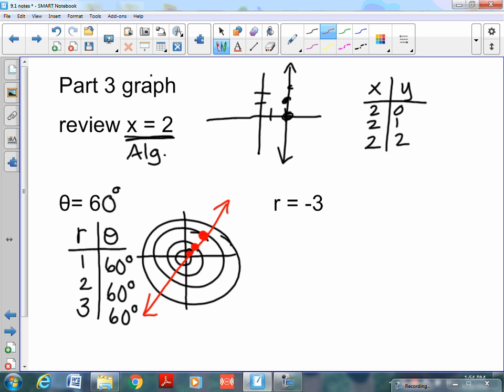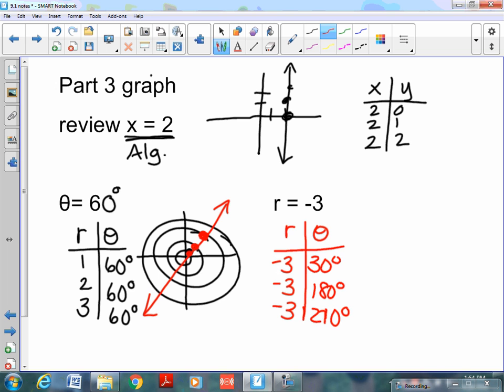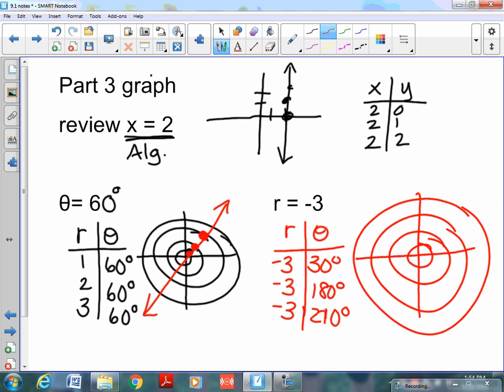What happens when r is a negative 3? R has to be a negative 3. Well, what can theta be? Anything you want. Let's make it 30. Let's make it 180. Let's make it 270. Whatever you want it to be. What happens when you just have r equals a negative 3? That's good enough. I'll do it in black. What's a negative 3, 30? Negative 3 goes in this direction. 1, 2, 3. Negative 3, 30 is about right there.